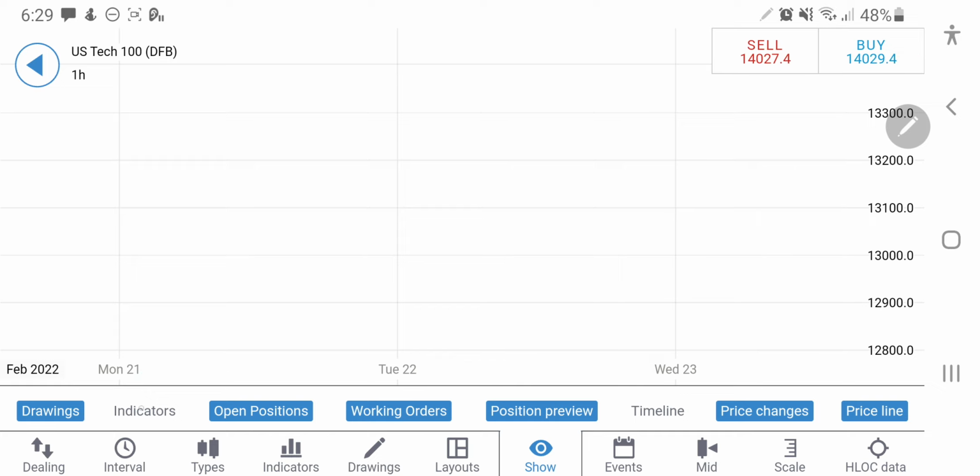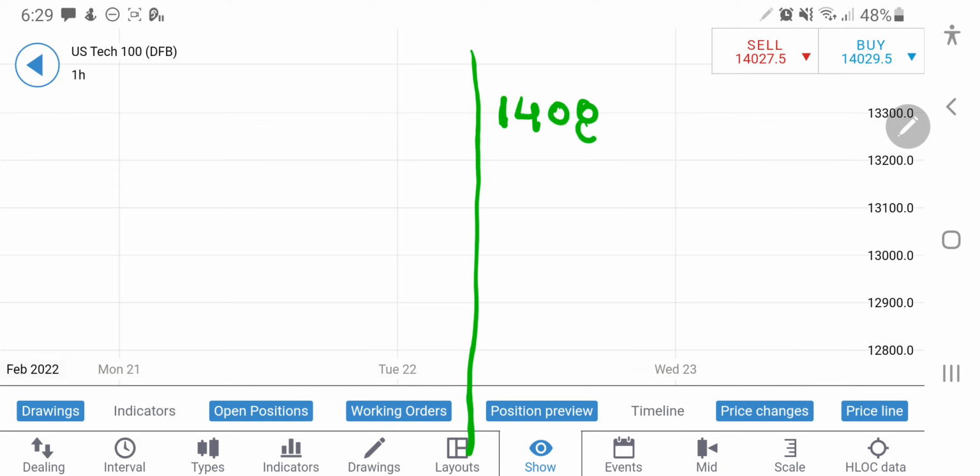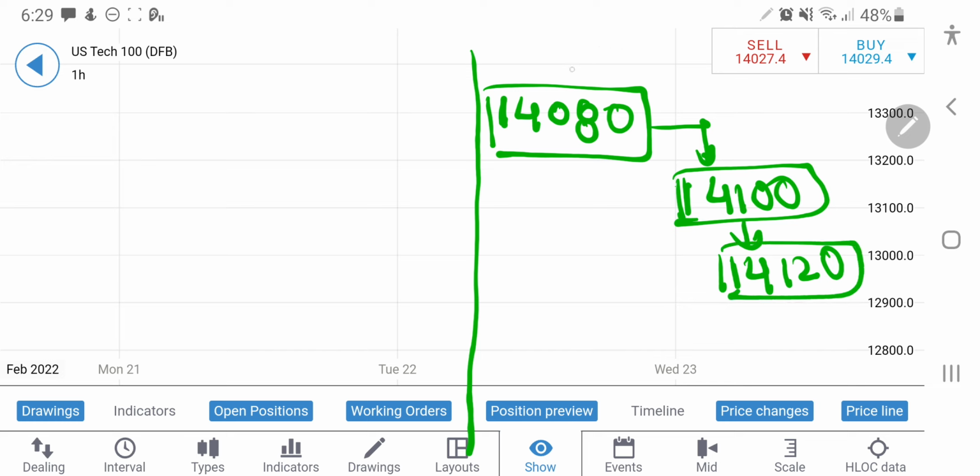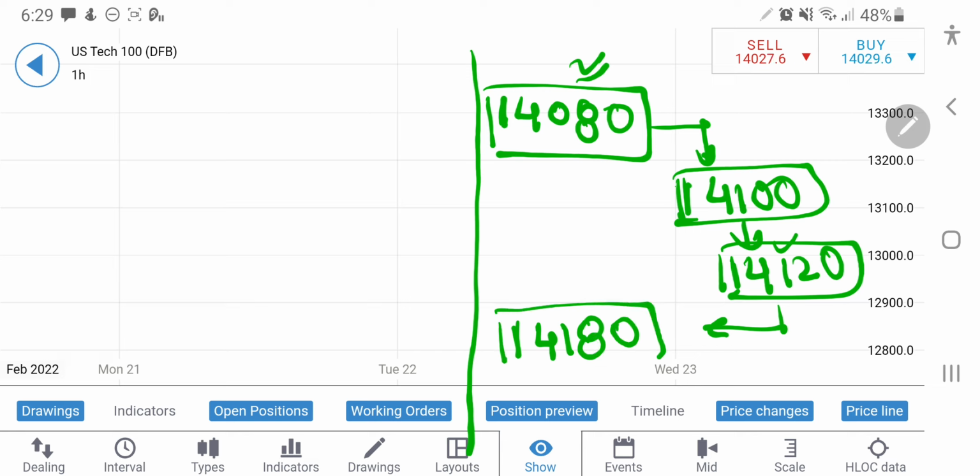First, let's talk about the long entry where you should take a buy position. The only buy entry is above 14,080. Once it breaks 14,080, the nearest resistance is 14,100 and then 14,120. Now remember, these three are very strong levels. Specifically, 14,080 is going to be a very strong level for US100. After this I will be moderately bearish, and we can expect 14,100 and 14,120 also to provide resistance. Breaking 14,120, the next targets are 14,180 and 14,200.